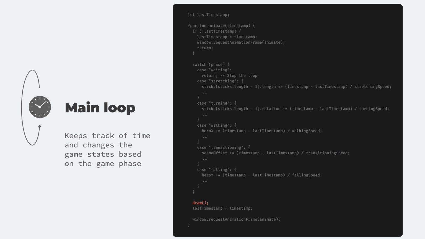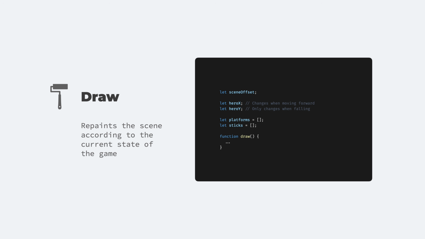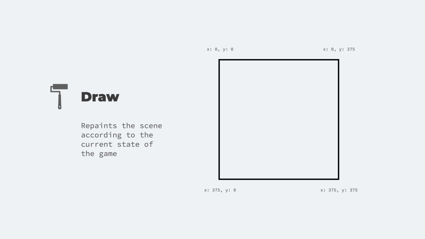So that's the main loop, how the game moves from phase to phase, changing a range of variables. Let's move on to the part of painting the scene to the canvas based on these variables. The draw function takes into consideration the variables which change in the main loop and paints the whole canvas. It shifts the whole UI by the offset, puts the hero in position, and paints the platforms and sticks. When we use Canvas, we have a coordinate system with a center at the top left corner of the screen that grows to the right and downwards.